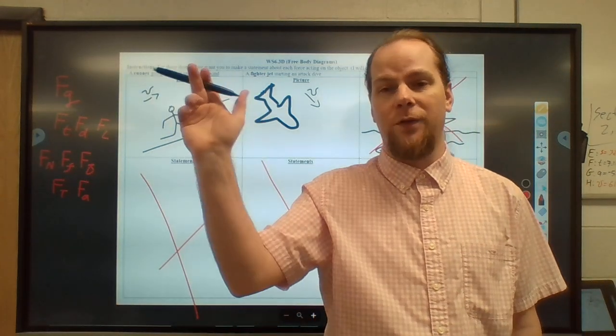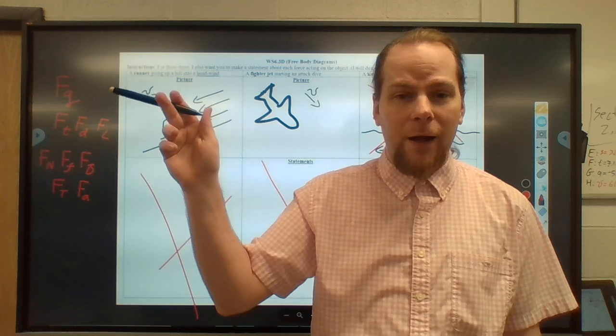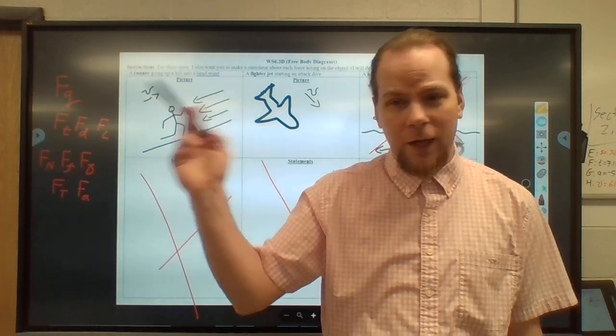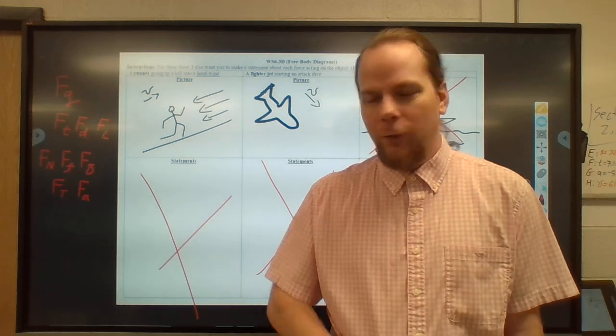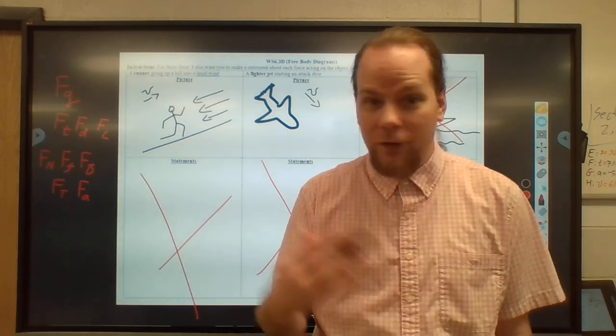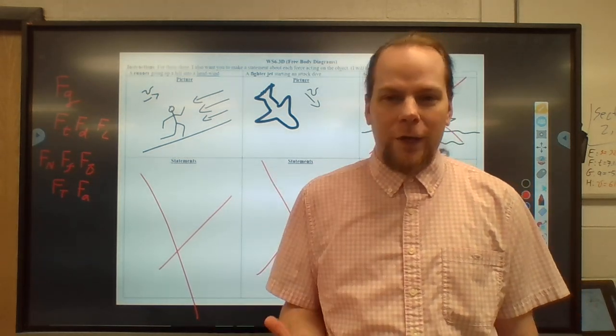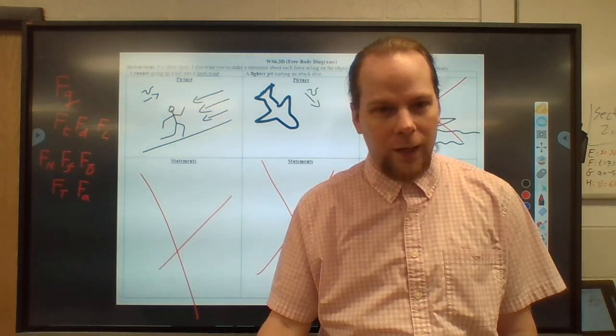I recommend going through in this order to try to identify stuff. Start with weight. Does the thing have gravity? Does it have weight? Is it experiencing a gravitational force? Well, 9 times out of 10, yes, it is. What direction is that? That's always going to be straight down.